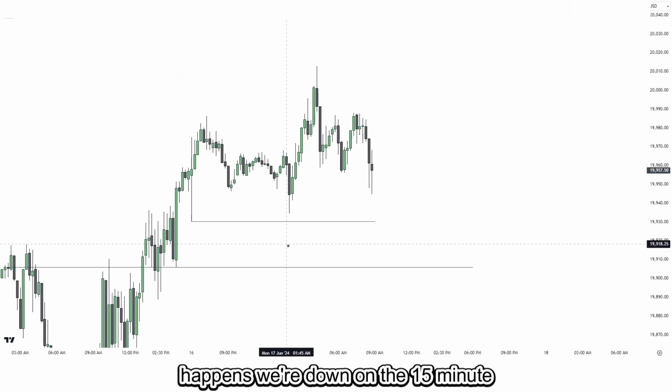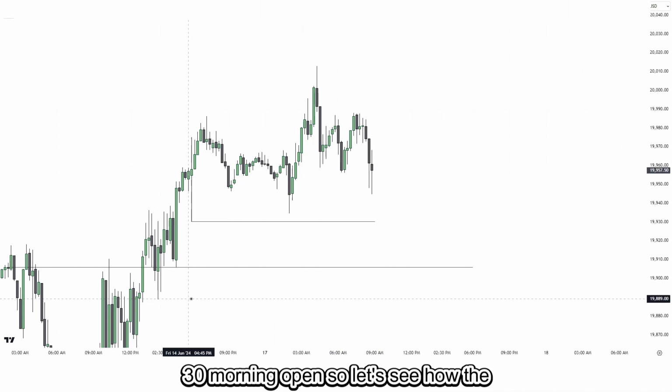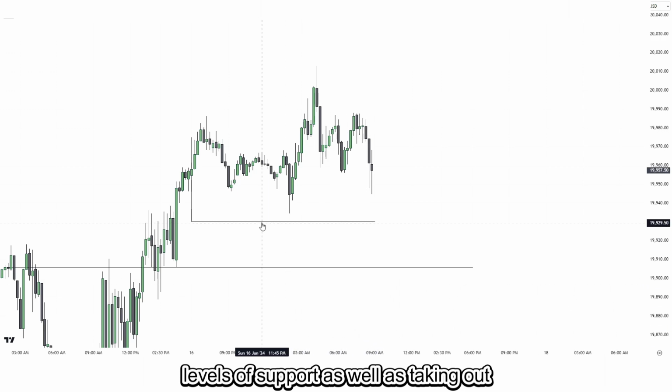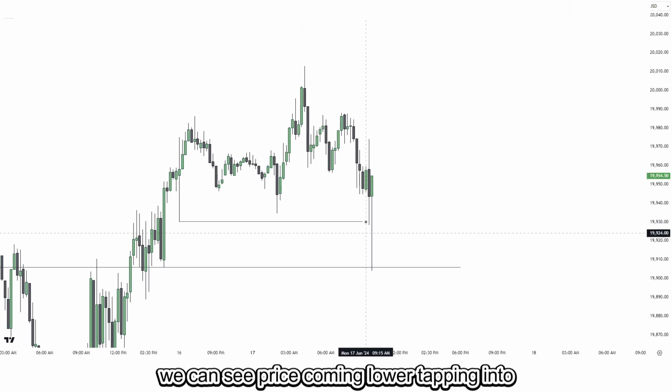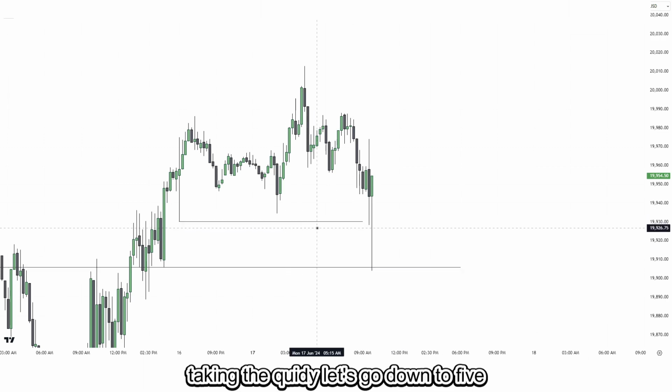We're down on the 15-minute time frame here, and we're coming into that 8:30 morning open. So let's see how the marketplace reacts after tapping into these levels of support as well as taking out this liquidity pool. We can see price coming lower, tapping into that 4-hour order block level, as well as taking liquidity. Let's go down to 5 minute.